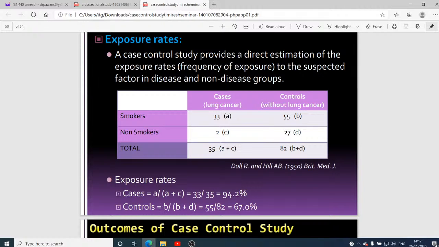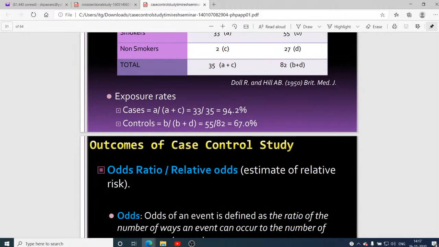And if you want to see controls, the controls will be B. That means those people who got exposed to smoking but did not develop any disease, B, divided by the total number of controls. That will give the percentage of controls. That is how we calculate exposure rate.